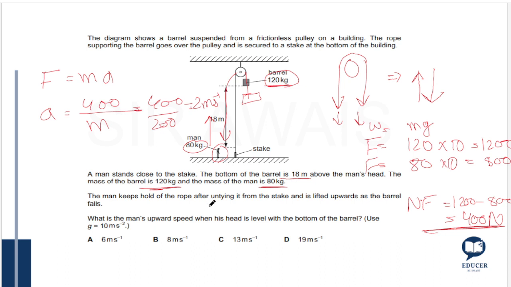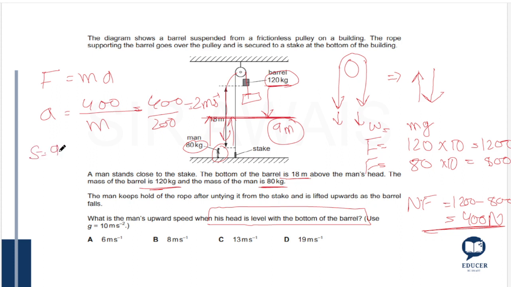Now they say, what is the man's upward speed when his head is level with the bottom of the barrel? That means the man will go in the upward direction and the barrel will go in the downward direction. After some time they will reach the same level, which is midway between these two. So if the total is 18, the midway is going to be 9 meters. So the distance the man will be moving is 9 meters.